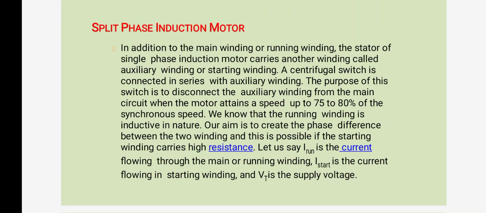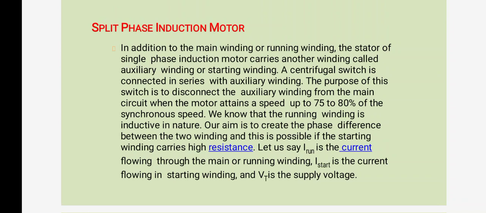induction motor. In addition to the main winding or running winding, the stator of a single phase induction motor carries another winding called the auxiliary winding or starting winding. A centrifugal switch is connected in series with the auxiliary winding. The purpose of this switch is to disconnect the auxiliary winding from the main circuit when the motor attains a speed of 75 to 80% of the synchronous speed.